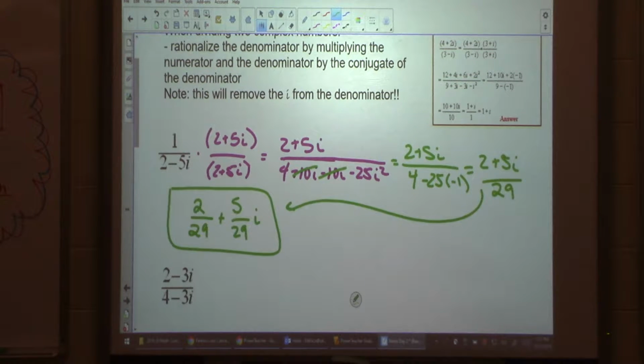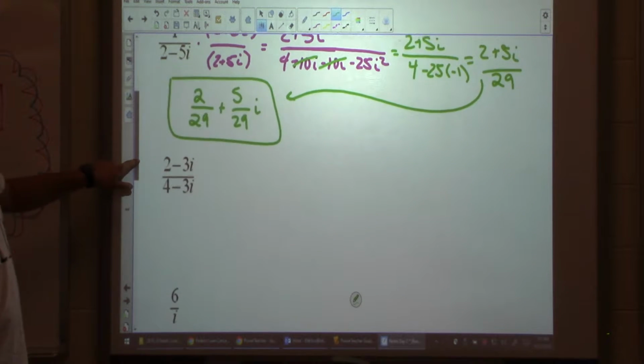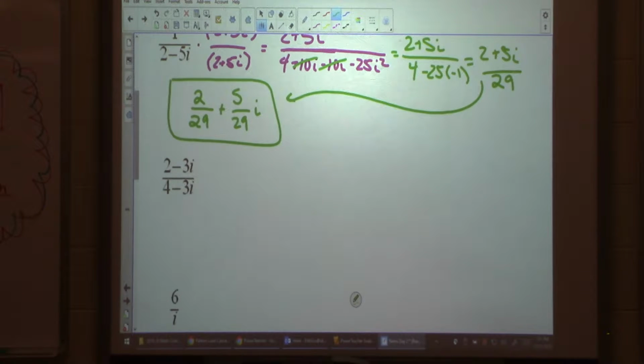We're going to skip some of these. Is that okay with everybody? Okay. We're going to skip the next one, which isn't even on here anyway.